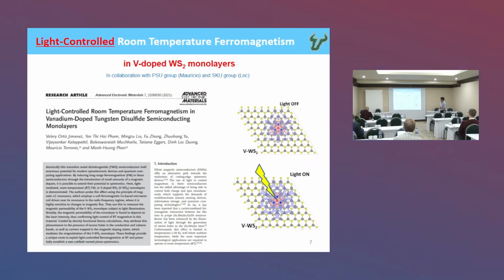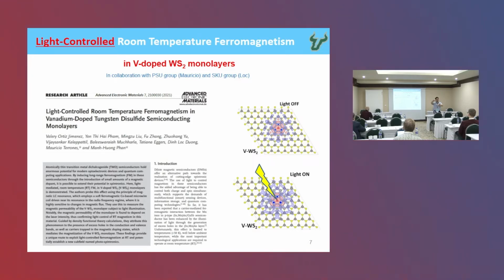And going beyond tunable ferromagnetism through chemical doping, we demonstrate for the first time that we are able to tune 2D magnetism by laser light. And this is very interesting because it is a 2D magnetic semiconductor.